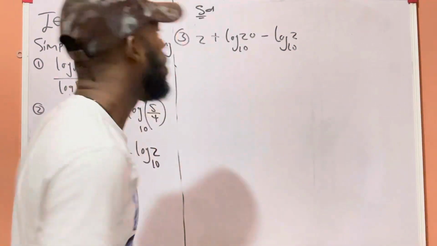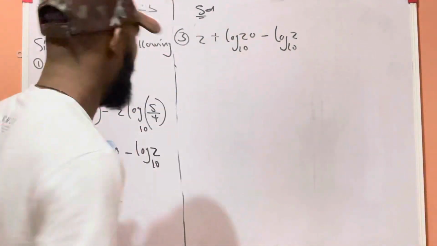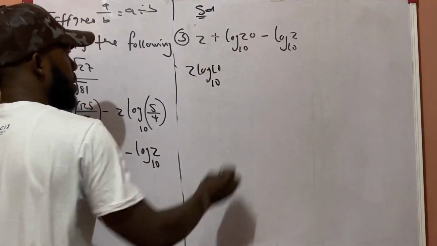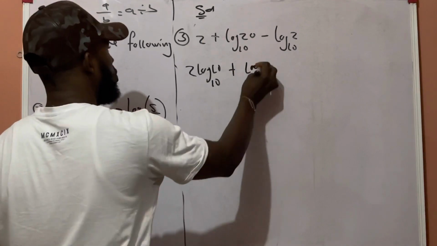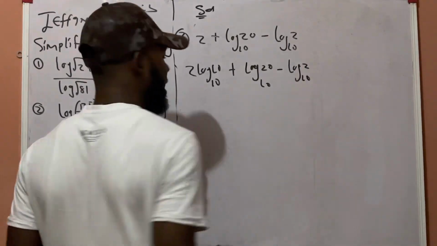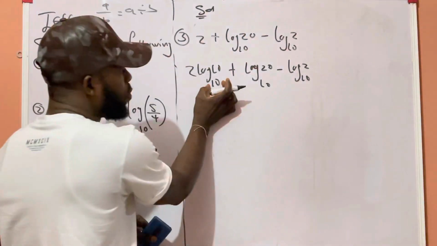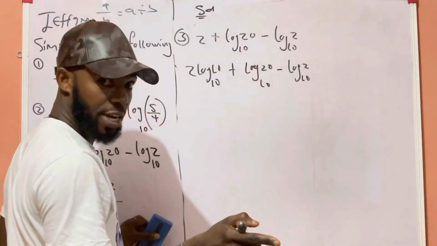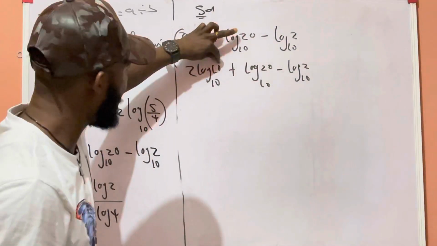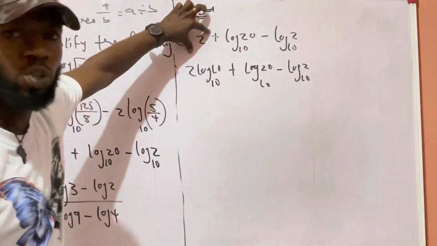Now, my main aim is to see how I can make 2 carry a log of base 10. So I will just write 2 log 10 base 10 plus log 20 base 10 minus log 2 base 10. Now, the question is, why did I use log 10 base 10? Good. First, I use base 10 here because other bases are in base 10. Secondly, I use number 10 here because it is only when number 10 is here that log 10 base 10 will give us 1. And when this case is 1, 2 times 1 will give us 2, which was the original question.